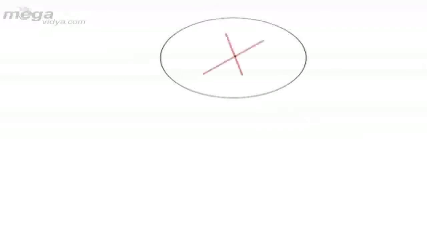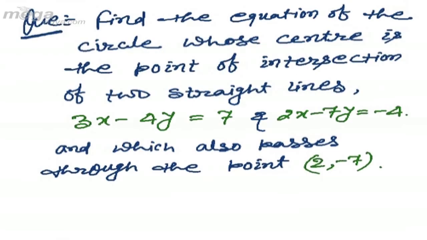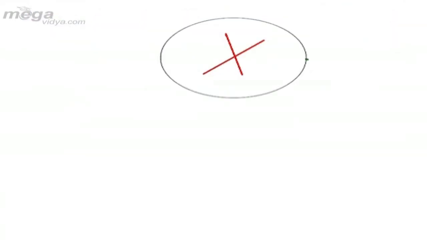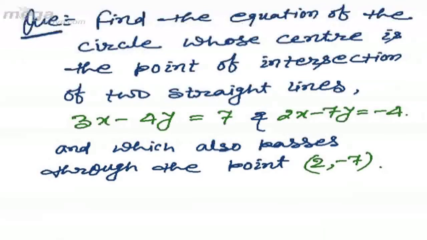If you draw the figure, you can see here, this is the center, and these two lines are given, and this circle is also passing through this point, which is given as (2, minus 7). Now here this is the center, and that center we will find out by solving these two straight lines, because it says whose center is the point of intersection of two straight lines, these two, 3x minus 4y equal to 7 and 2x minus 7y equal to minus 4.